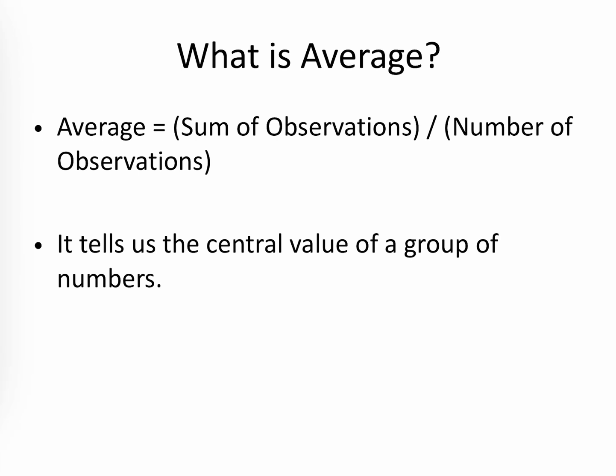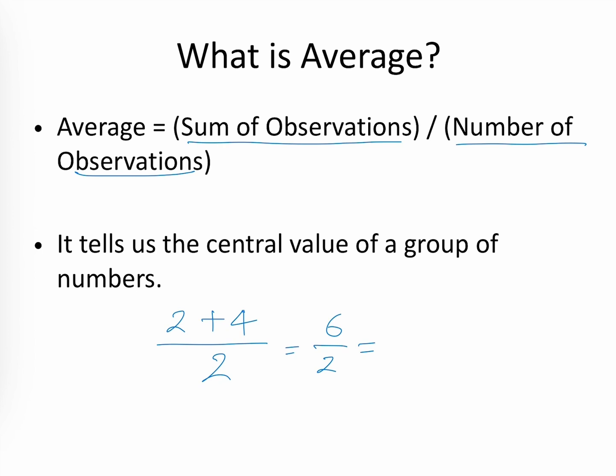This average value is calculated based on the sum of all the observations divided by the number of observations. Suppose we are given two values, 2 plus 4. How many values? Two values, so divide by 2. So 6 upon 2 will get what? 3. So 3 is the central value of two numbers, that is 2 and 4. This is very simple, no? Okay, so let's have some more.